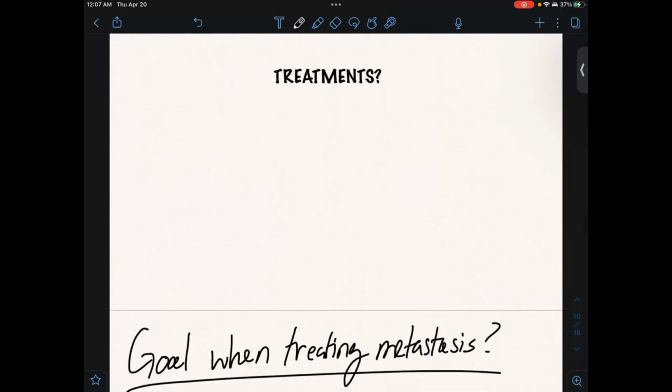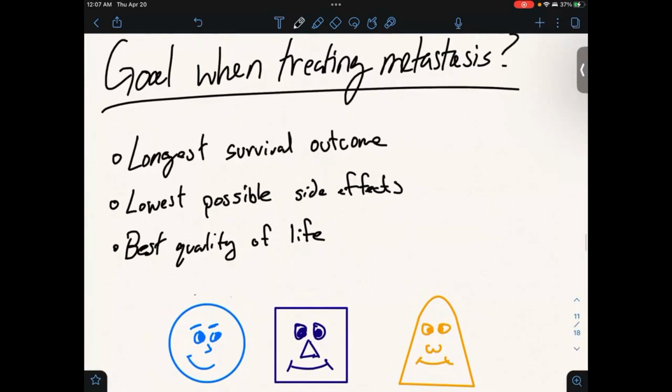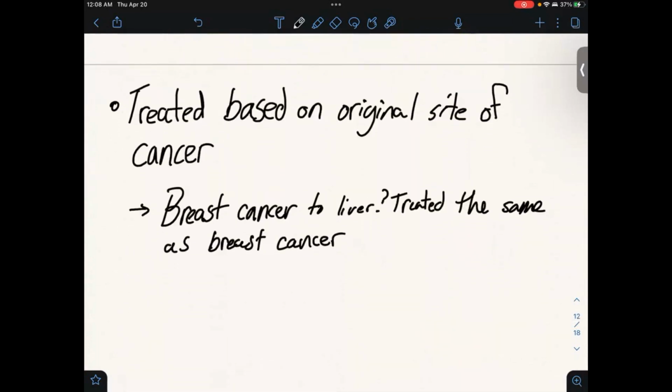So let's talk about treatments. What do we want to do when treating cancer, when treating metastasized cancer? We just want to find the longest survival outcome, the least possible side effects, and the best quality of life. Metastasized cancer is very, very deadly, and the best thing to do is to just make the quality of life better. Another interesting thing is that they're treated based off the original site of the cancer. So if breast cancer has metastasized to the liver, it's treated the same as the breast cancer.